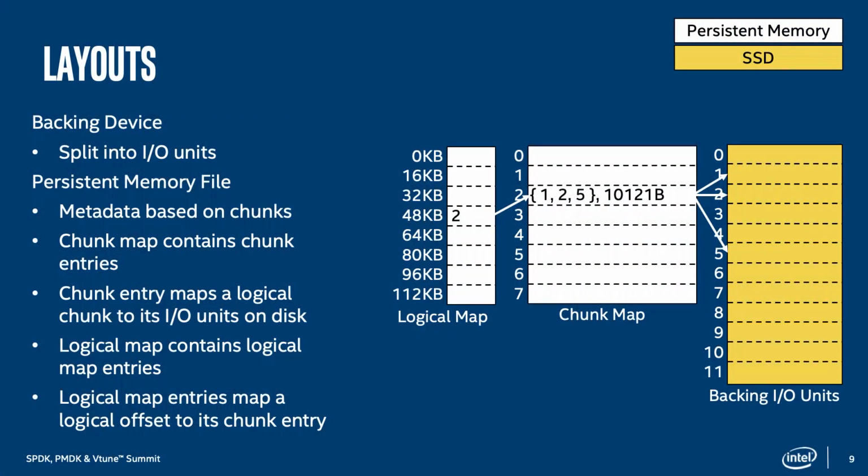Okay, so talk a little bit about the layouts. So the yellow is basically going to represent the SSD. This is what we're calling the backing device, and we split this into I/O units. The typical I/O unit is going to be 4 kilobytes. So even if the backing device is formatted as a 512-byte LBA, the default is we're going to be writing to the backing device in 4K chunks.